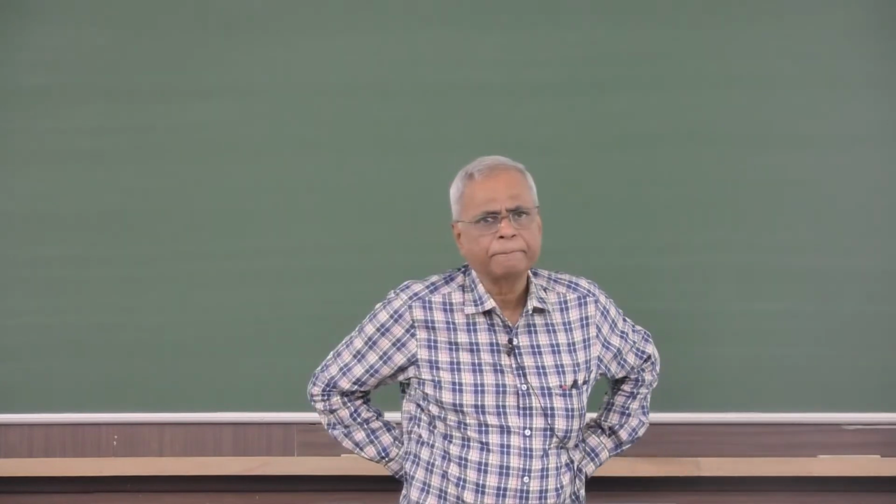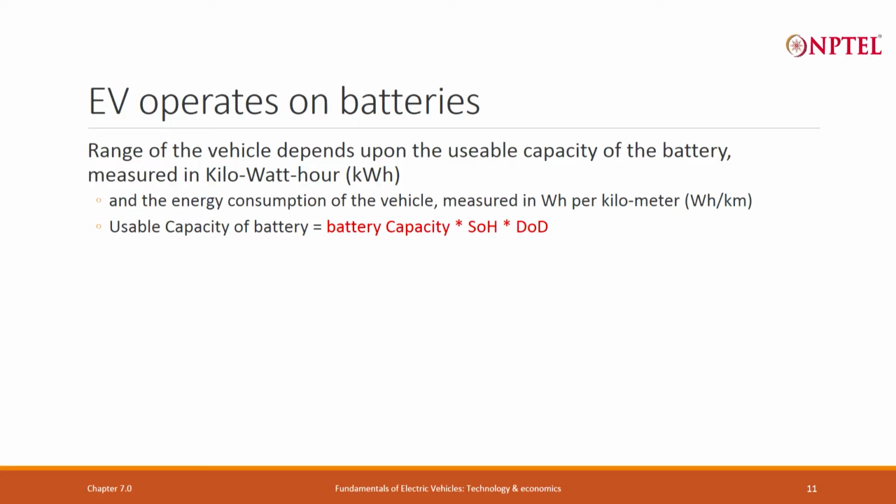So, the range of the vehicle we have talked about. What is the range of a vehicle? Range means once the battery is charged, what distance can it go? It depends on the usable capacity of the battery. And we have also talked about the usable capacity of the battery, which is actually the original battery capacity multiplied by state of health. Why state of health? Because battery capacity may have deteriorated over time.